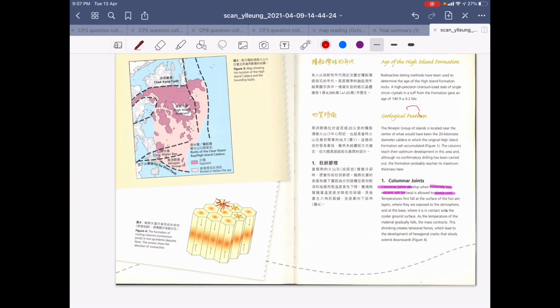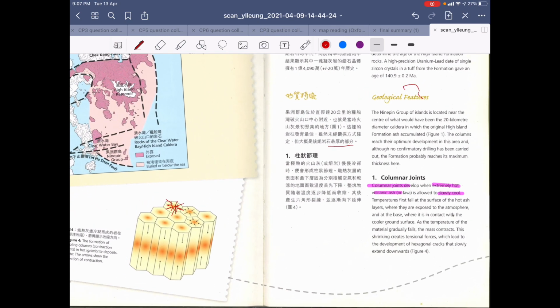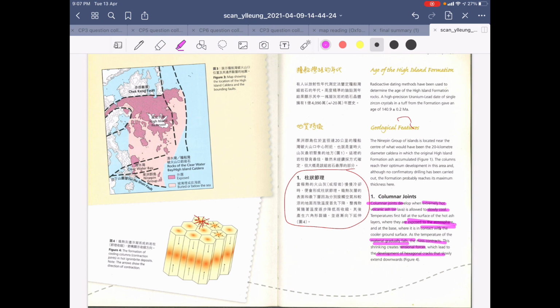Okay, so right here you can also see, what's more, actually, you can explain more by the outermost layer, which is exposed to the atmosphere, and then it contracts first, and then the temperature of the material gradually falls, and then the mass contracts, sinking some. The shrinking will create some tensional force, and it will lead to the development of the hexagonal cracks. But I don't really think that you need to tell us like this.